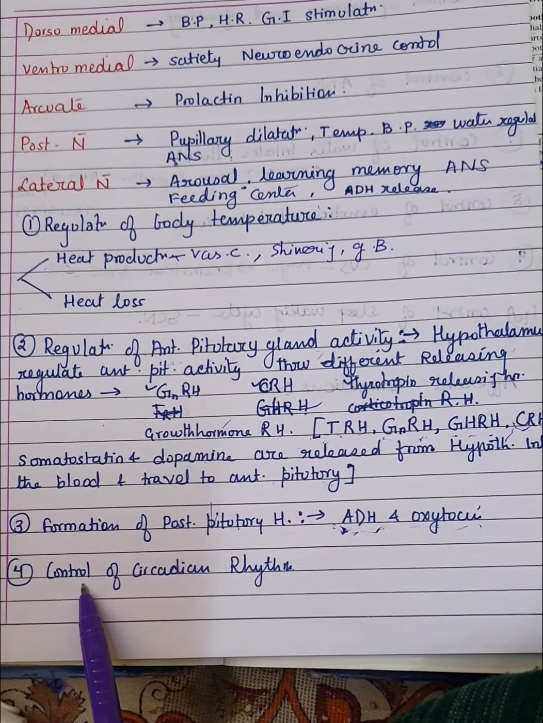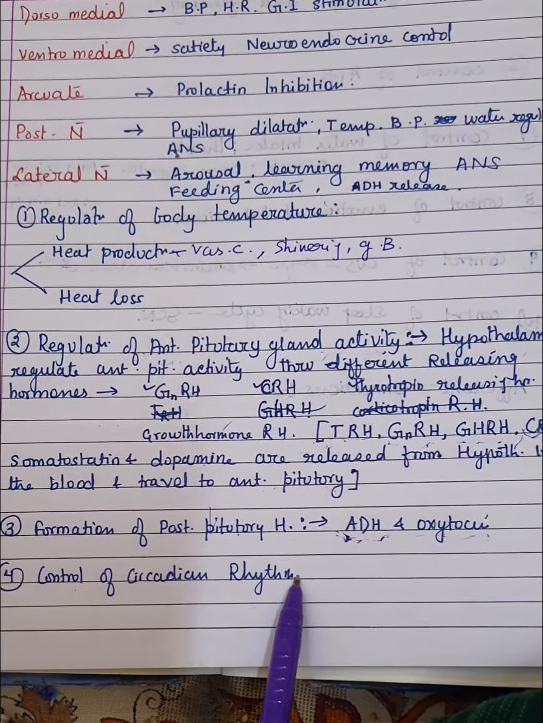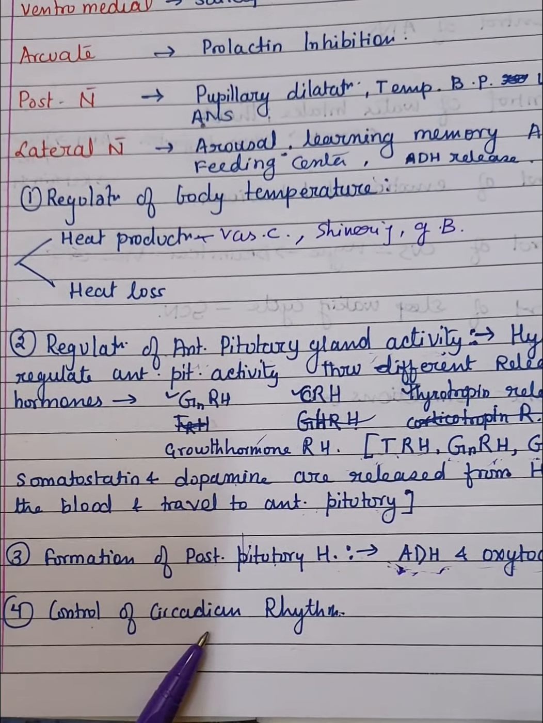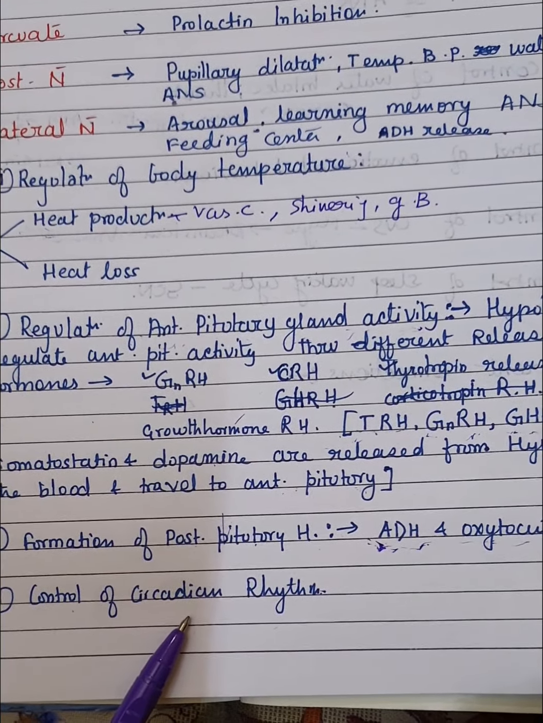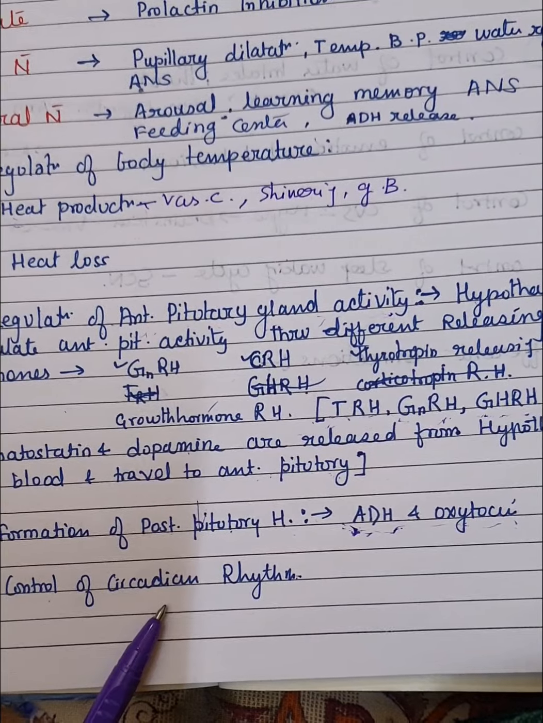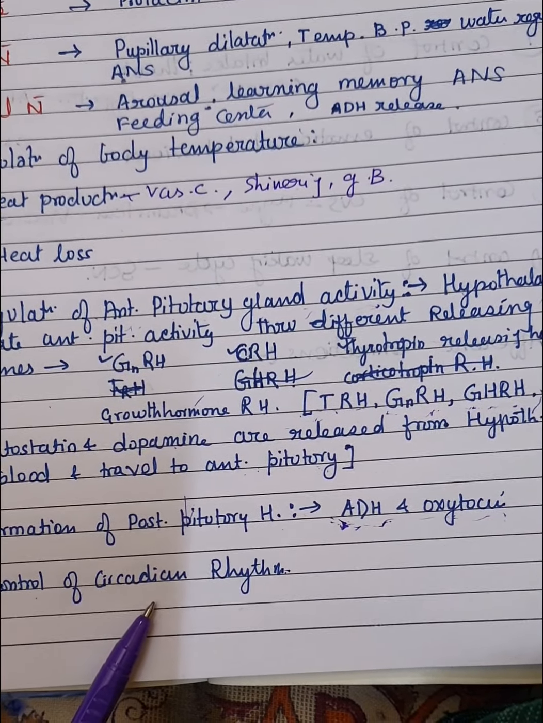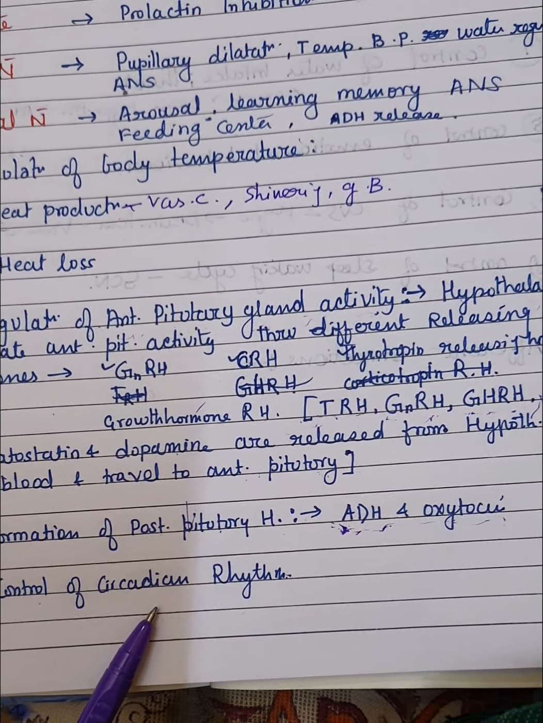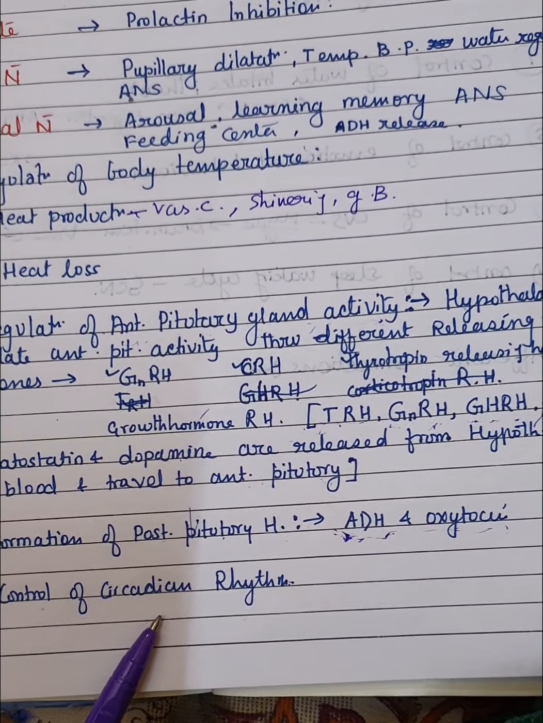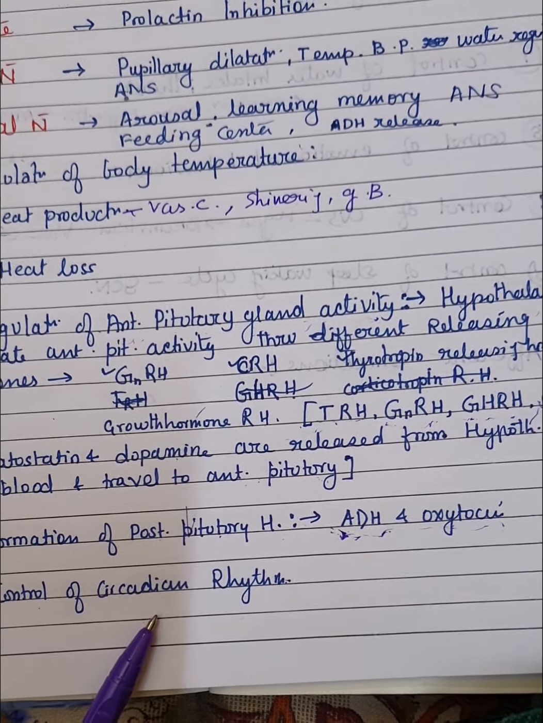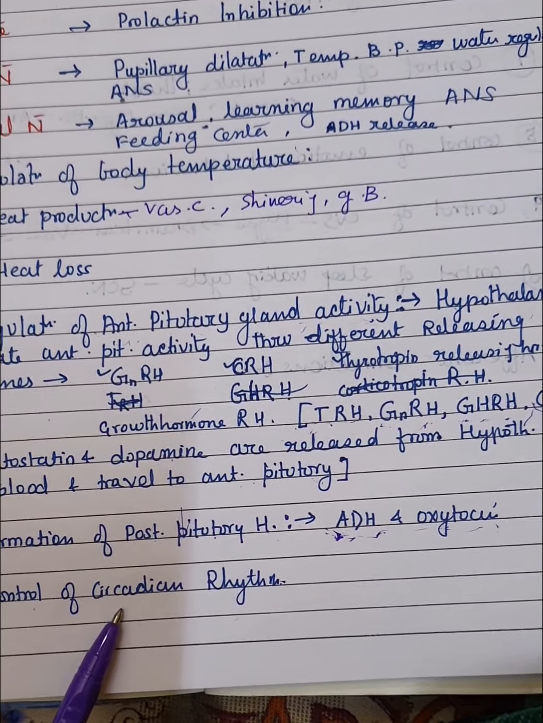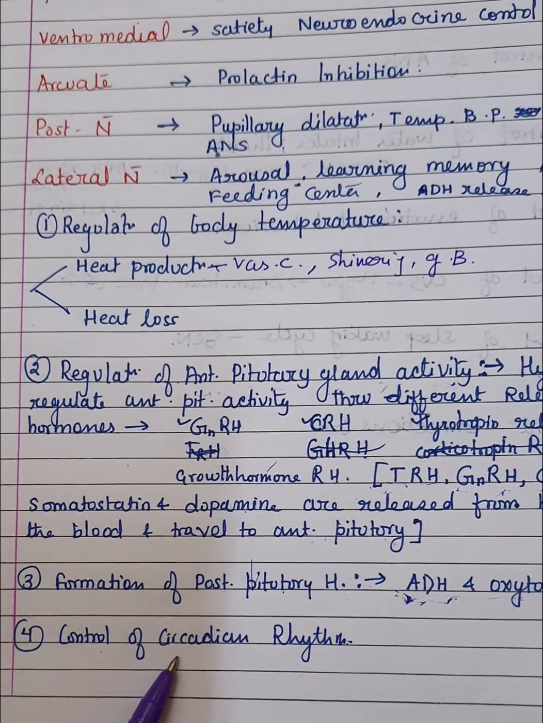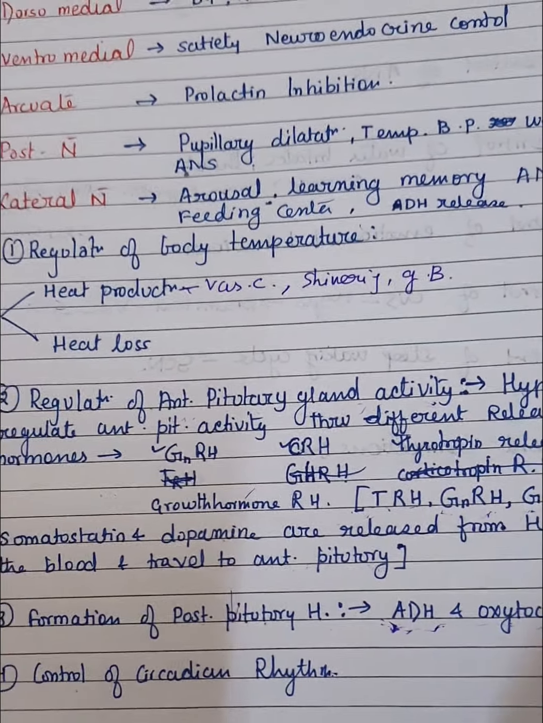Next function of hypothalamus is to control the circadian rhythm of our body. Circadian rhythm means diurnal variation of body activities or body function. For example, sleep waking cycle, menstrual cycle, meal timing, all these occur after a particular time, or they follow a particular rhythm, and this rhythm is maintained by the hypothalamus through the suprachiasmatic nucleus.